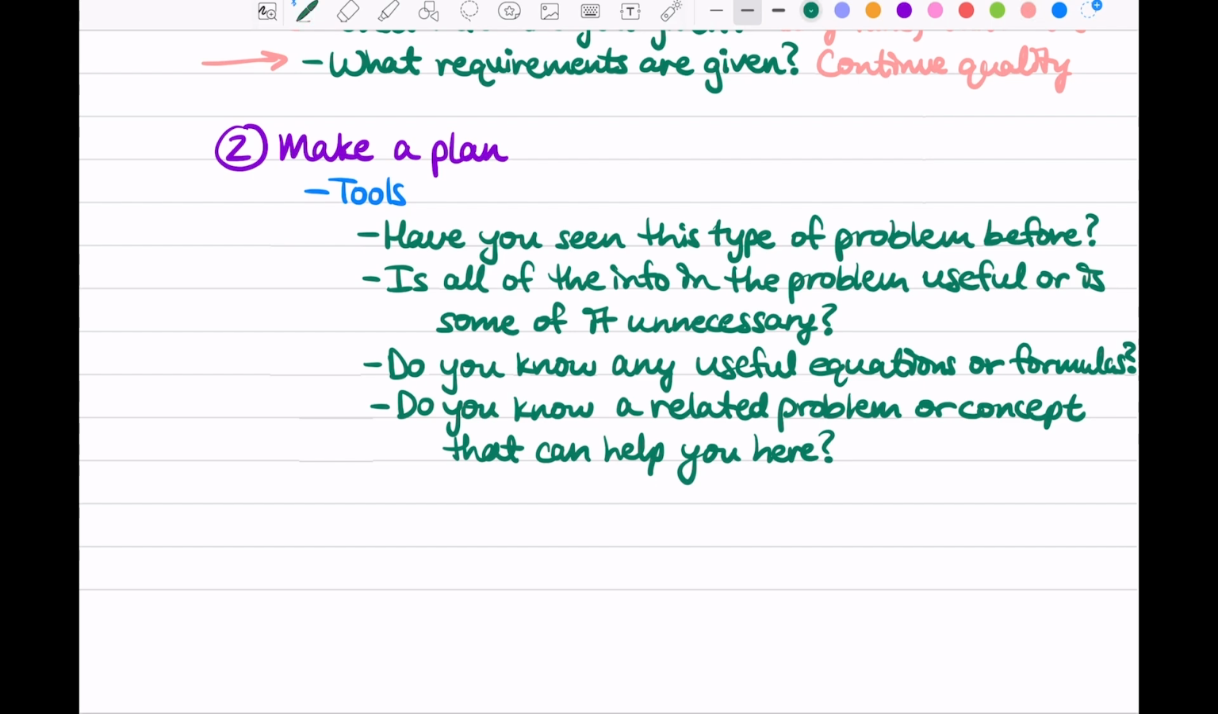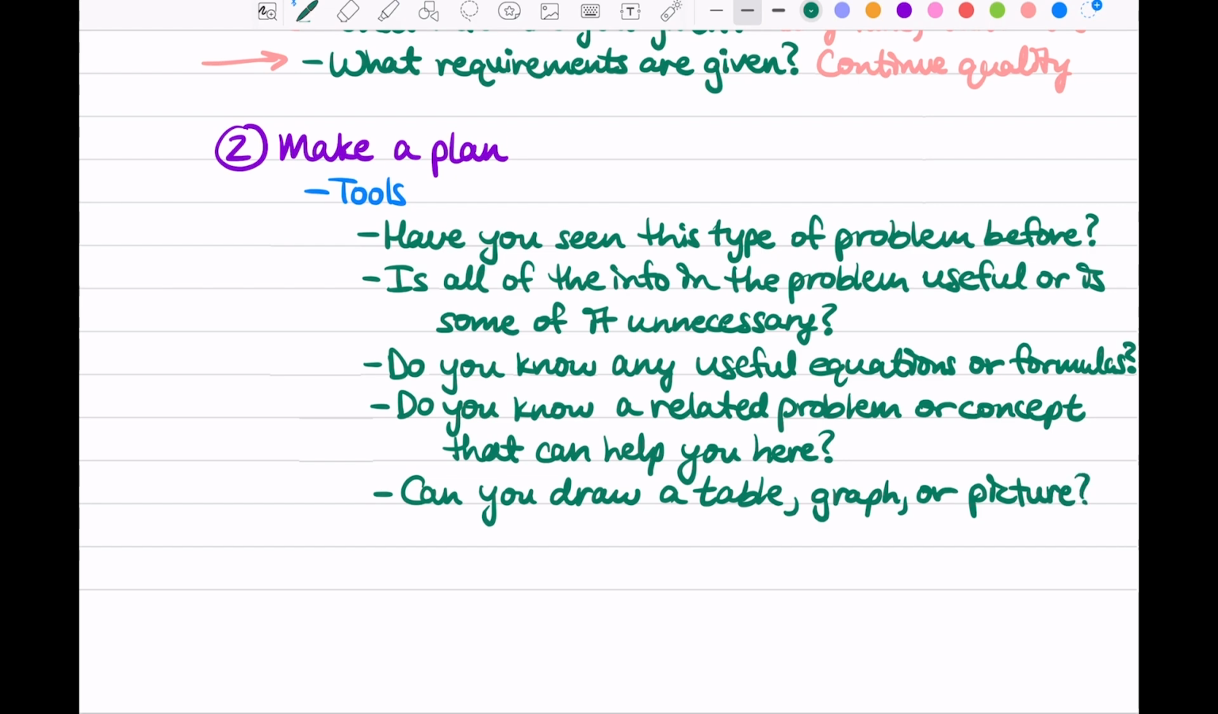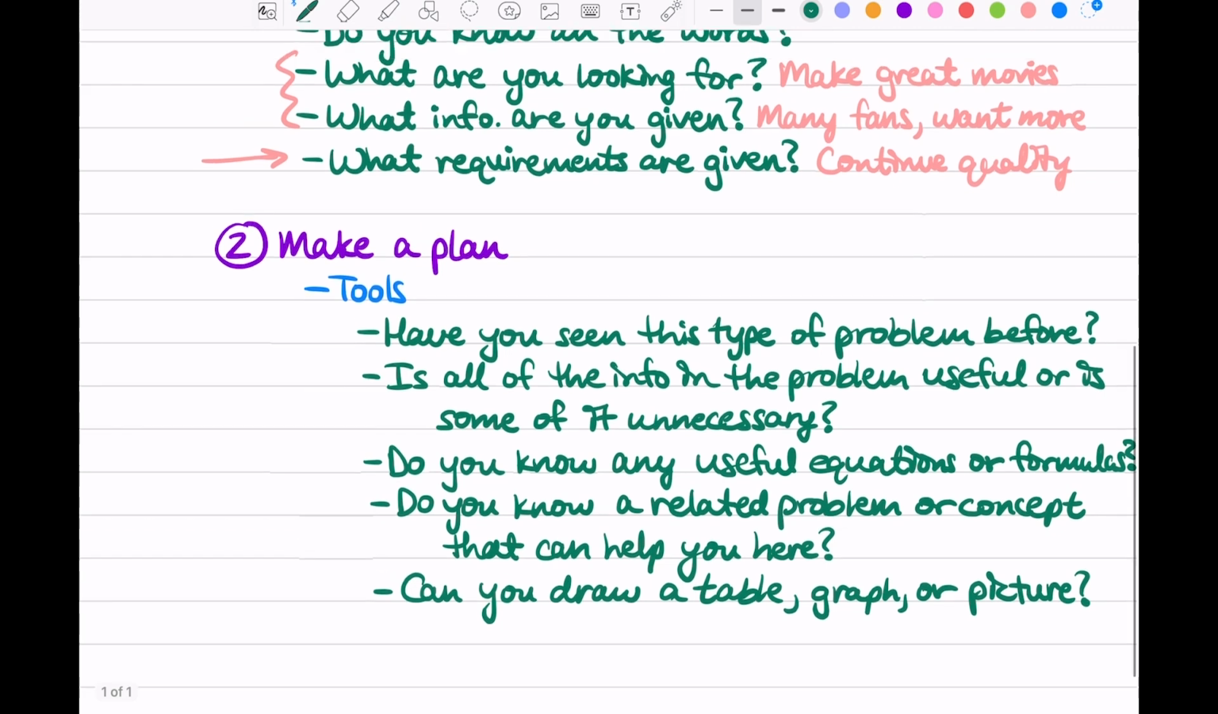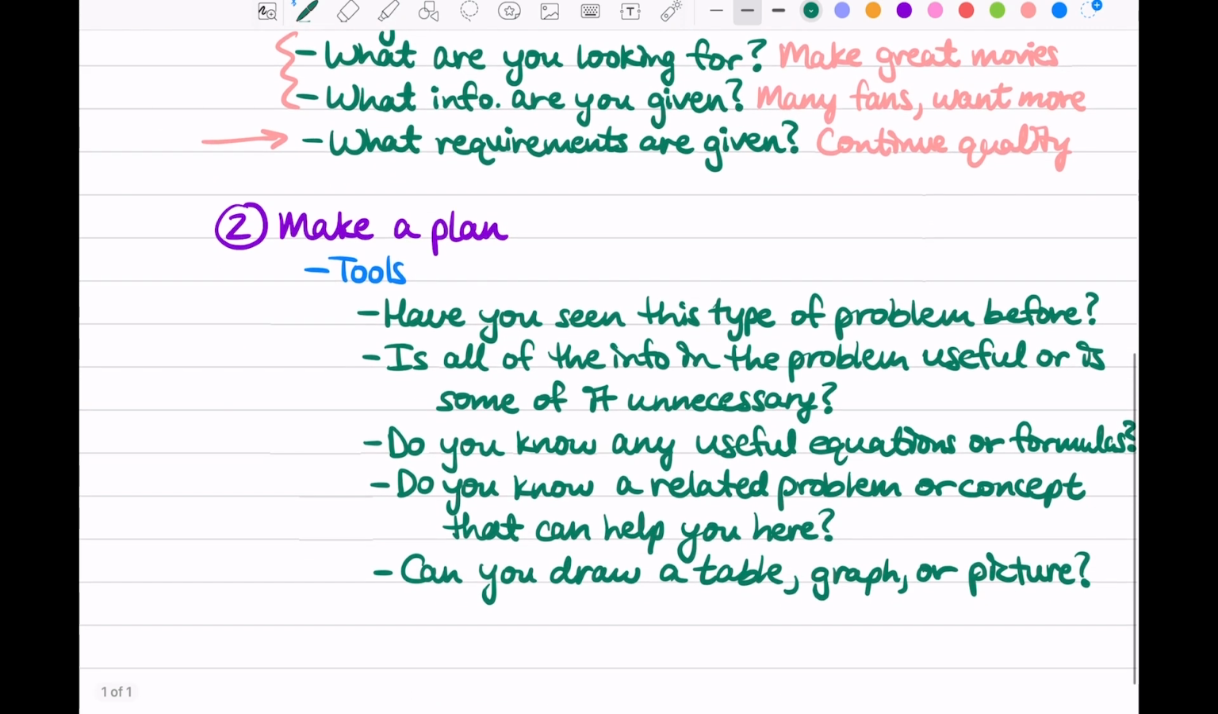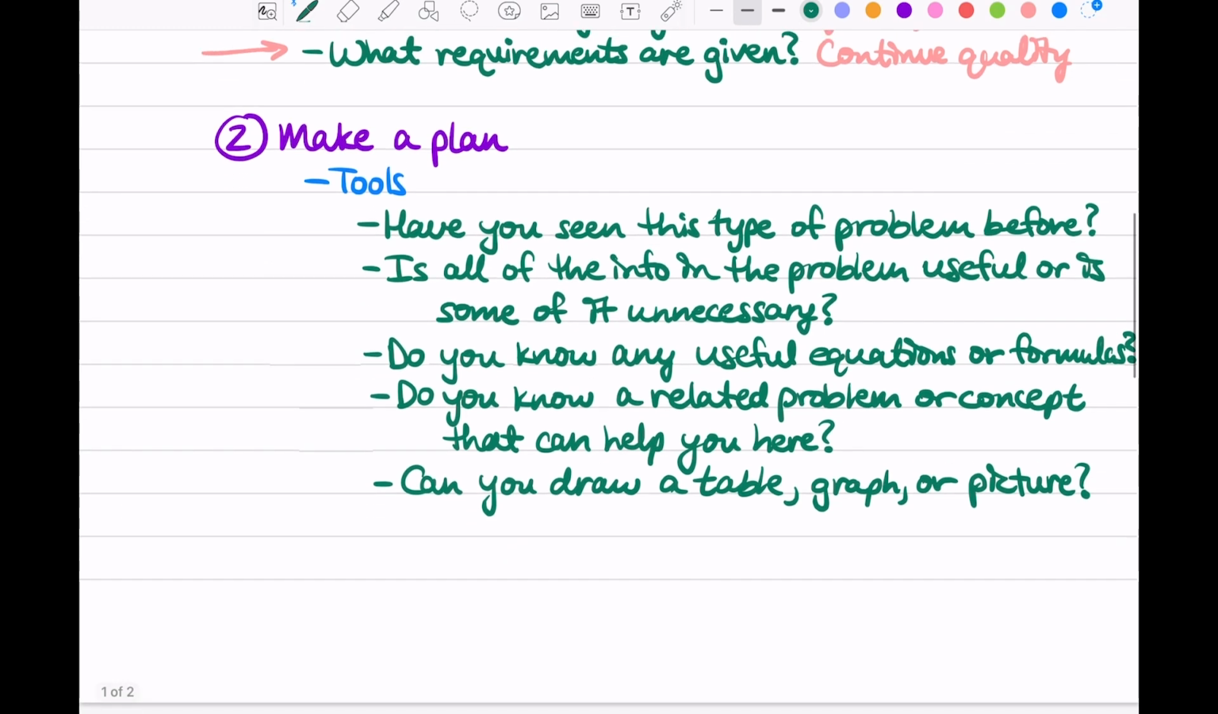And let me give you one more tool. Can you draw a table or a graph or some sort of picture? As you'll see throughout this course, drawing a picture of some kind, just trying to visualize the problem, can make it a lot easier to get to your answer. Alright, so these are several tools that you can use for making a plan. So let's say you understand the problem, you've made a plan using these tools. What do you do next?